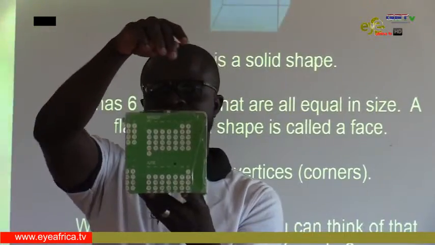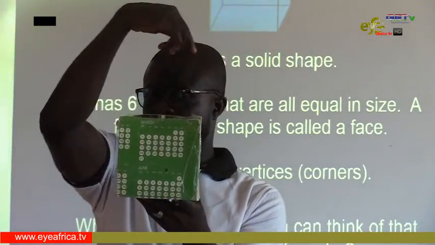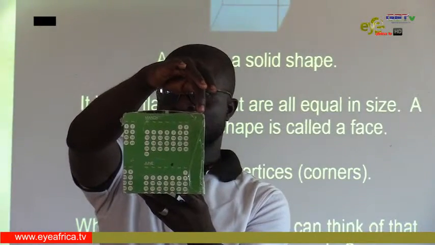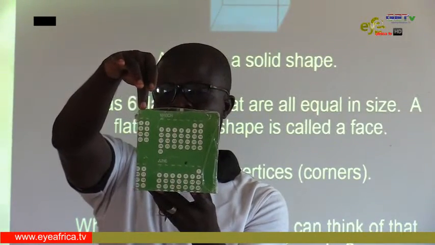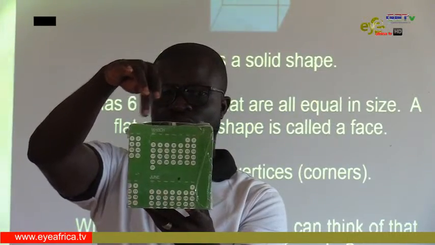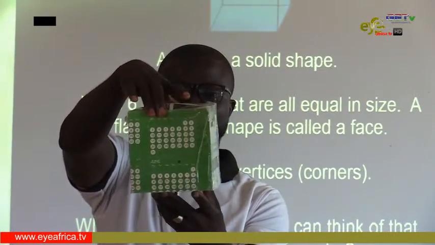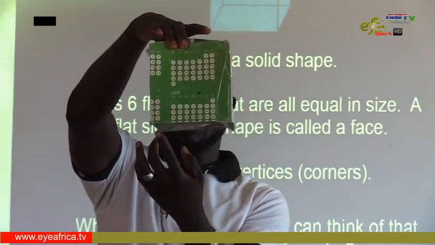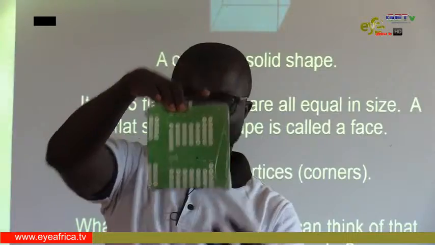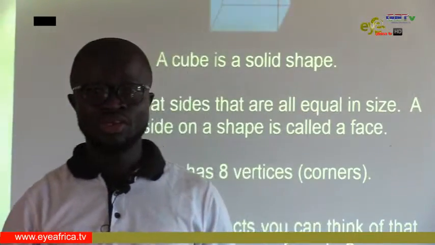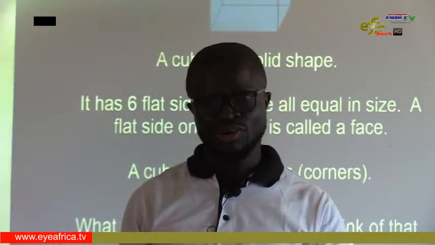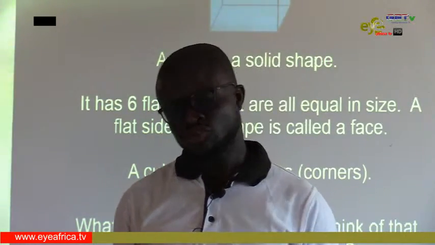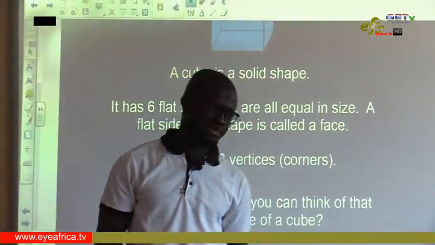You count with me, please. How many corners? We are told a cube has 8 corners. Let's count to confirm. We have 1, 2, 3, 4, 5, 6, 7, and 8. So it is true that a cube has 8 corners with 6 flat faces, and it is also a solid object.